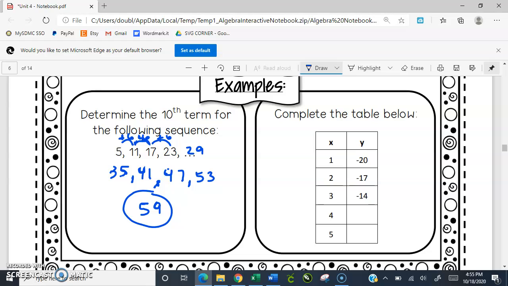Now let's complete this table over here. You can see our 4th and 5th term is missing. So we need to figure out what our common difference is over here. Okay, so I have negative 20, negative 17. So how do I get from negative 20 to negative 17?